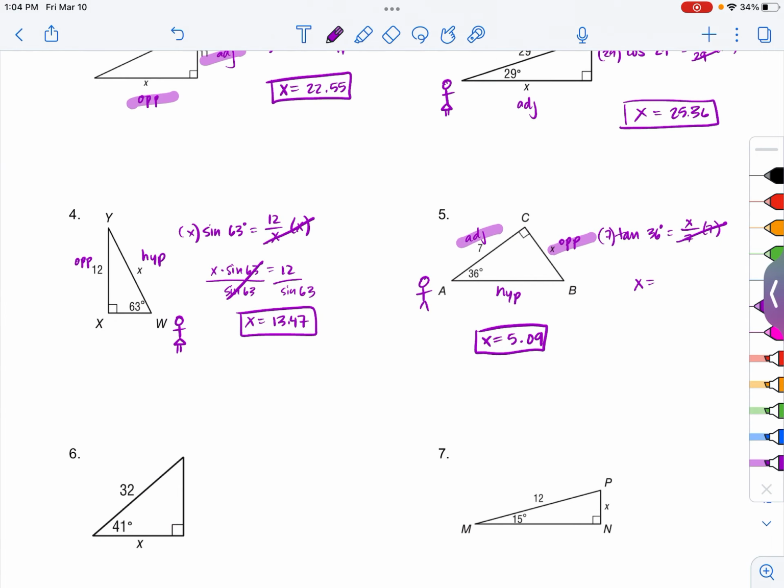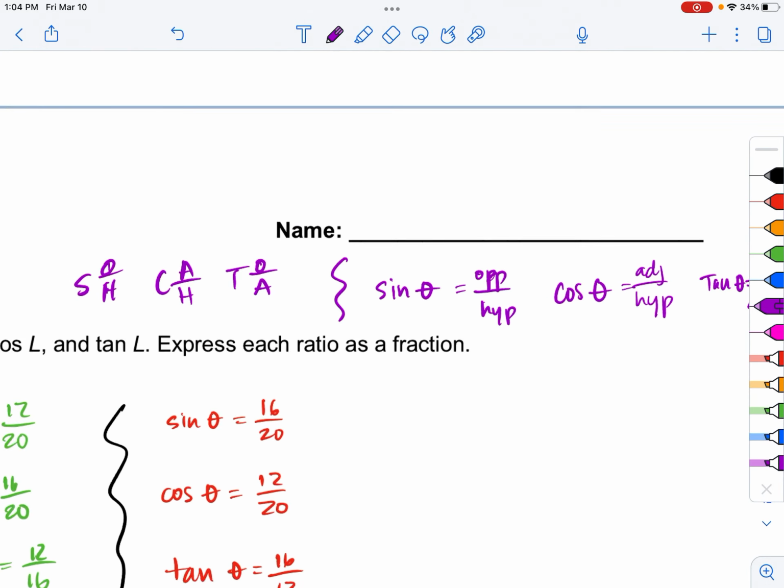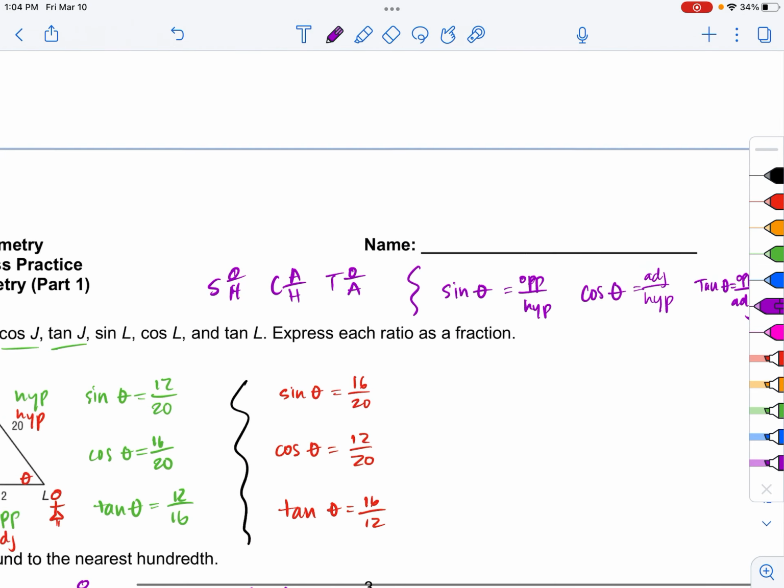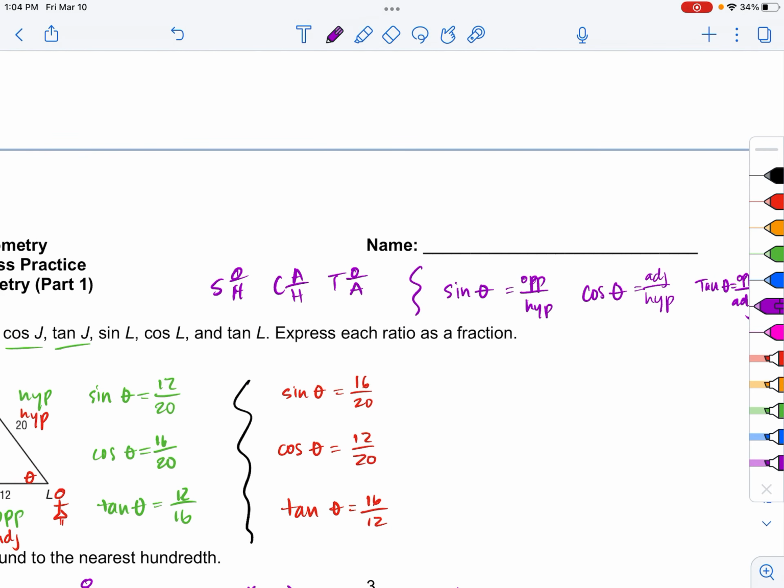Now, it's very, very useful to have this memorized, your SOHCAHTOA or these equations done properly. So please, one, definitely write this on the top of your homework, and then two, try to get these memorized as soon as possible, okay?